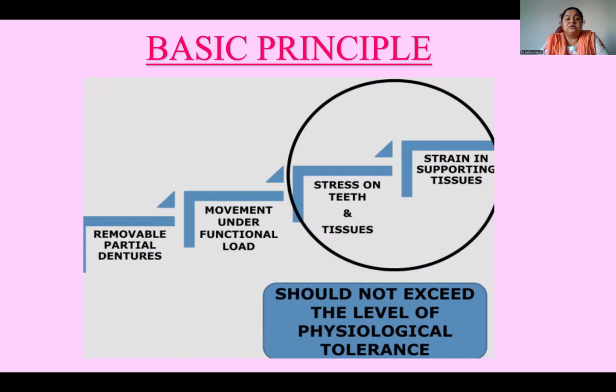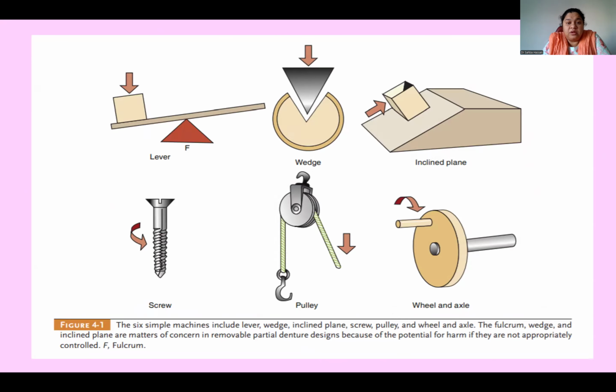Now, what are the principles, the basic principles of designing? Strain in supporting tissue and stress on teeth should not exceed the level of physiological tolerance. There's always tolerance. Suppose 80 is the tolerance, then these two can only be 40, 30. It cannot be more than that. And what is the movement and the functional load? Okay, that is important. Basically, if they ask you what your RPD works on, these six principles: simple mechanics, lever, wedge, inclined plane, pulley, wheel and axle, and screw. So these are the basic principles on which they work.